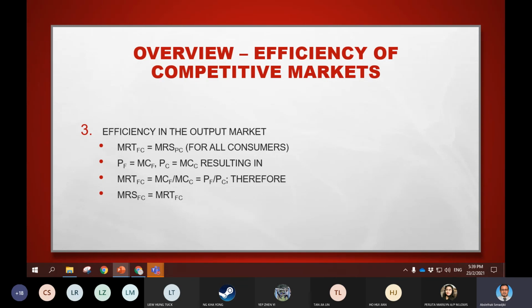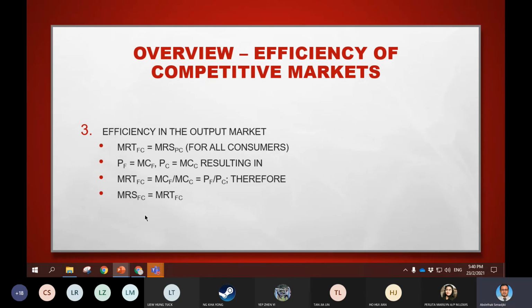And thus, efficiency requires that goods be produced in combination and at a cost that match people's willingness to pay for them. So please remember this: MRT equals MRS, equals the marginal cost of food or X divided by the marginal cost of clothing or Y, and equals the price of food or price of X divided by the price of clothes or price of Y. This is a must, you must remember it when we talk about a competitive market or efficiency in a competitive market. So we have 1, 2, 3, 4.